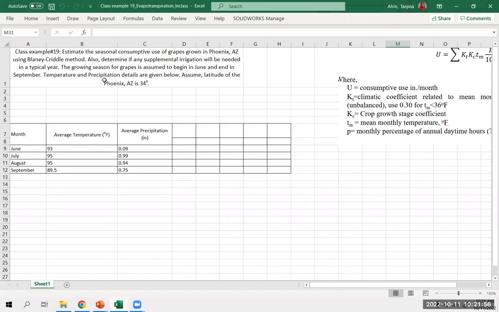Now that is the first part. About the second part, determine if any supplemental irrigation will be needed in a typical year. How can we find that? Like how can we tell that, okay, this plant will need additional water or not? What do you think? What is the way to find out?